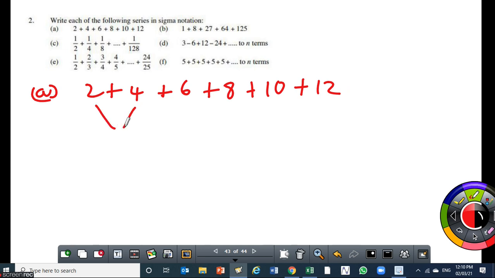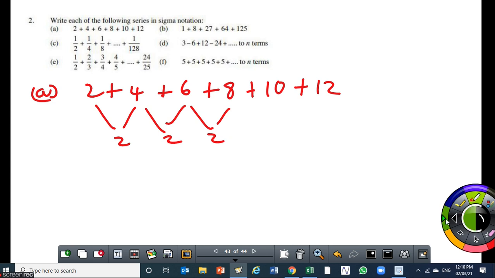So I need to determine whether it is geometric or arithmetic. Start with arithmetic first. 4 minus 2 gives you 2. 6 minus 4 gives you 2. 8 minus 6 gives 2. Since I've got a constant common difference, it means it's arithmetic. Then you need to remember that the general term of an arithmetic sequence is Tn equal to a plus n minus 1 times d. You need to find the general term of this series, in terms of Tn.